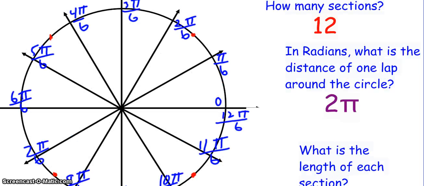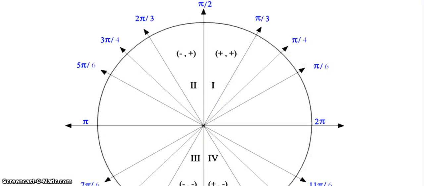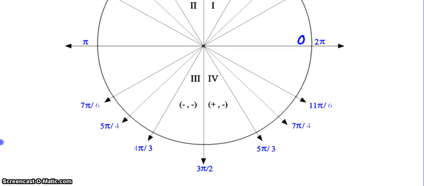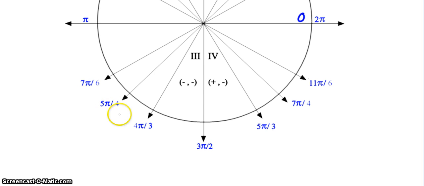Now I want you to put this together and fill out the entire unit circle in radians with reduced angles. So pause the video and do that. Okay, your unit circle should look something like this. This angle is both 0 and 2 pi. And then we have pi sixths, pi fourths, pi thirds, pi halves, 2 pi thirds, 3 pi fourths, 5 pi sixths, pi. Going around: 7 pi sixths, 5 pi fourths, 4 pi thirds, 3 pi halves, 5 pi thirds, 7 pi fourths, 11 pi sixths.